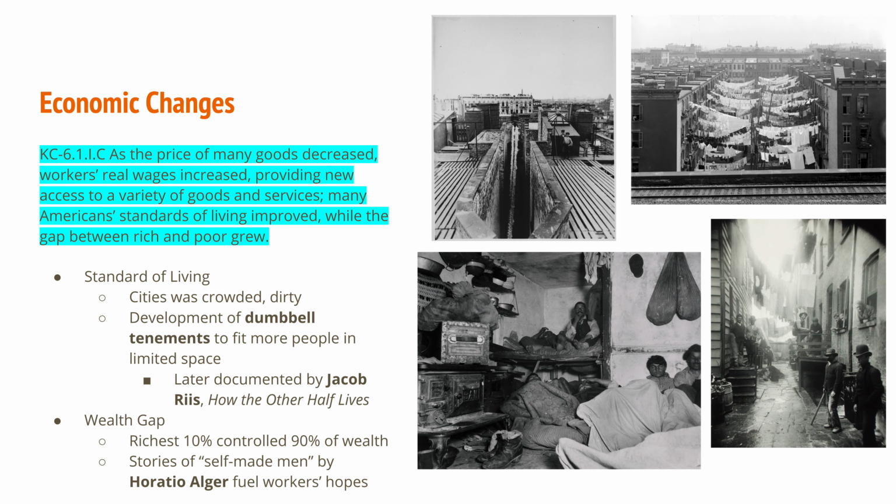The standard of living in the cities was pretty poor. It was crowded and dirty, and new types of buildings called dumbbell tenements were created in order to fit more people in a limited amount of space. At first, these tenements were just rectangular in shape, but after some laws inside the big cities, they were required to have at least one window, and so it created a type of architecture with an air shaft in the middle. You can see it in the top left picture.